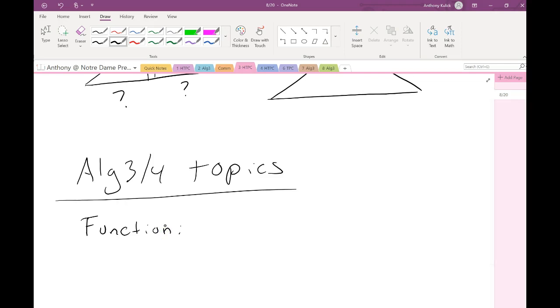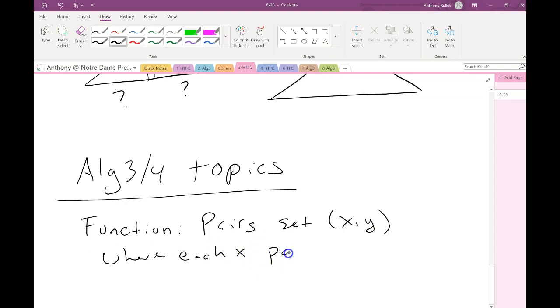Does anybody remember the definition for a function? Yes, Kayla. Okay, I would need it to be just a little bit more specific than that. Exactly is the missing word. Yeah, you'd have to have exactly one y. So we're basically just pairing sets of x's with sets of y's to make ordered pairs, x, y's, where each x pairs with exactly one y.